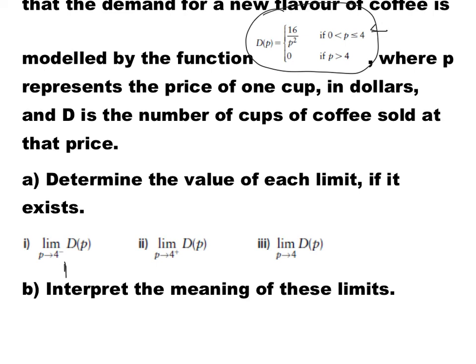When the price of the coffee goes to 4 but from right, I have to use this function. This means that the number of coffees sold is going to be equal to 0. Then it says, what is the limit when p goes to 4? Since the left and right side limits are not equal, then I can say that it does not exist, so undefined.